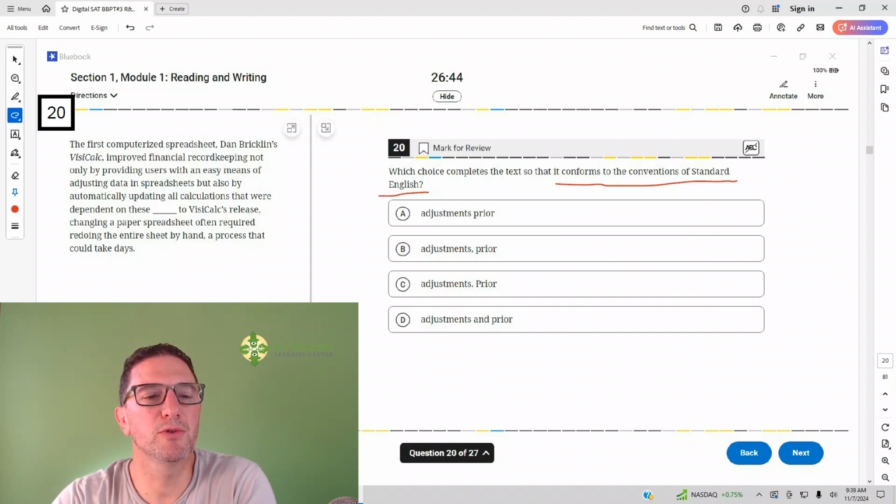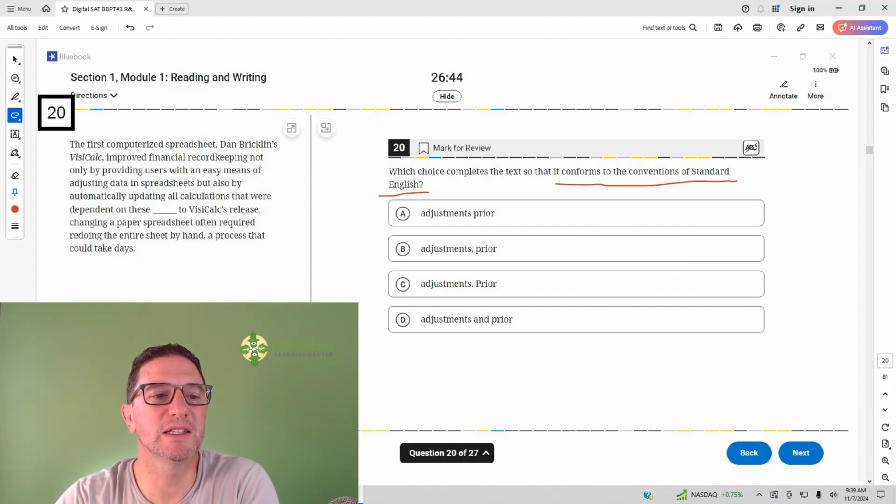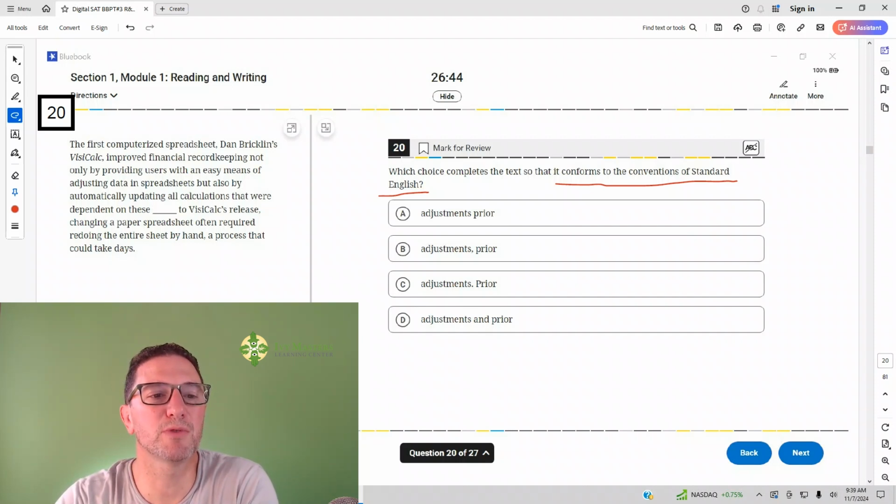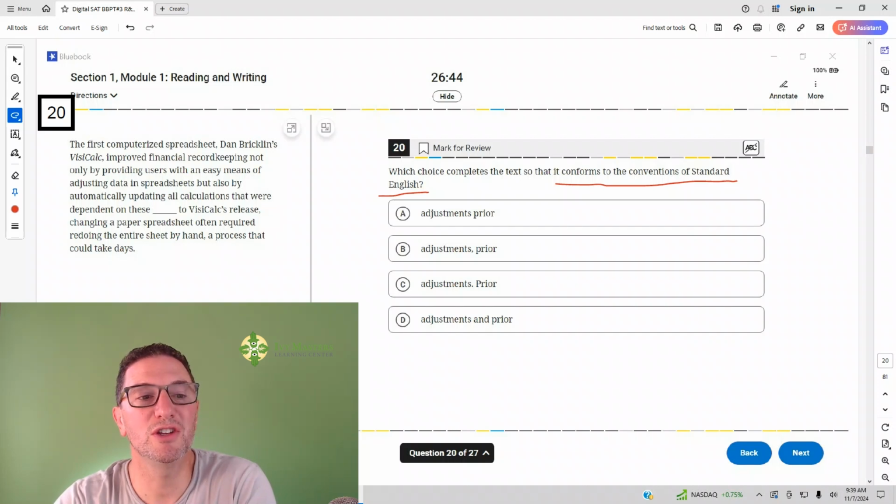The first computerized spreadsheet, Dan Bricklin's VisiCalc, improved financial record keeping not only by providing users with an easy means of adjusting data in spreadsheets, but also by automatically updating all calculators that were dependent on these adjustments. Could that be its own sentence? Yes, it can. So the subject is spreadsheet, the verb is improved.